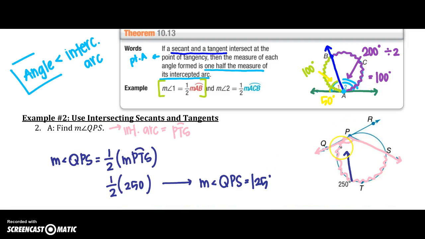Well, if this equals 125 right here, I know that that is a line, so I could also say that angle RPS is 180 minus 125. So you can also find other things after you do what it's asking for.